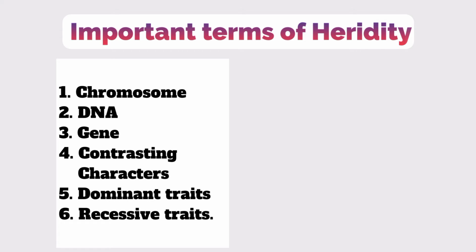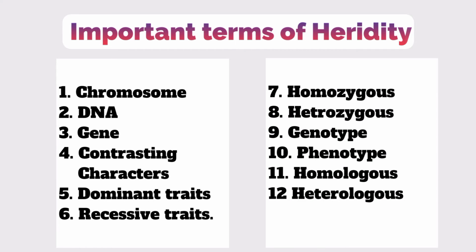Important terms of heredity are: 1. Chromosome, 2. DNA, 3. Gene, 4. Contrasting characters, 5. Dominant traits, 6. Recessive traits, 7. Homozygous, 8. Heterozygous, 9. Genotype, 10. Phenotype, 11. Homologous, 12. Heterologous.